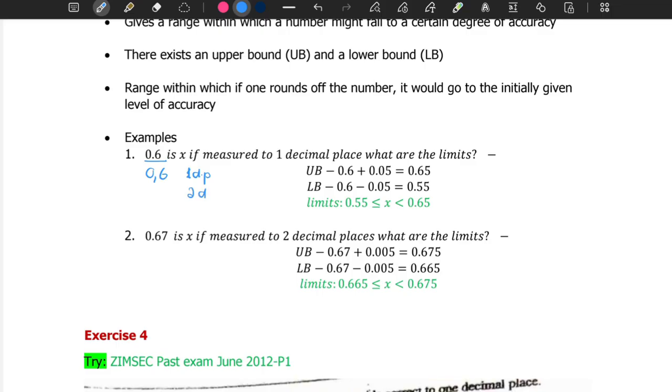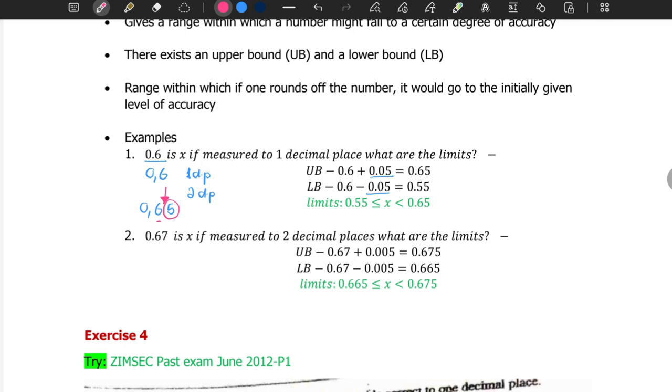So anything within two decimal places would be rounded off to give us one decimal place, which is 0.6, right? In this case, if we add 0.05, we get 0.65, and we subtract 0.05 because, remember, 5 is the marker which makes us determine whether we round up or down. Anything above 5, we round up, so then it stops being 0.6. Anything below 5, we round down. That means it still remains 0.6.